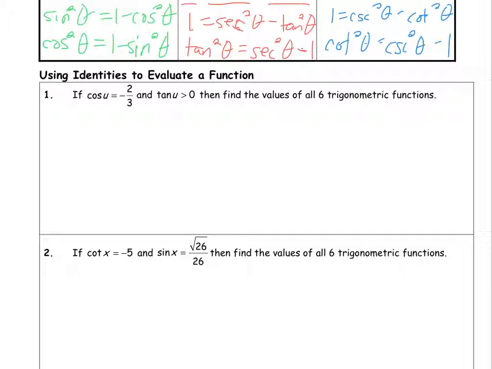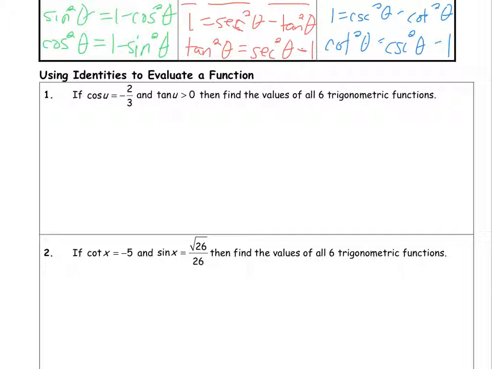Can we use the identities that we just did up above to evaluate these functions, to figure out all 6 ratios? The answer is absolutely yes, we can. So I'm going to work out the first one. I'll pause the video, ask you to try the second, and then I will provide answers for you so that you can check your work. So we're given cosine, and we're given the tangent is greater than 0. So we're being asked to find all 6 ratios.